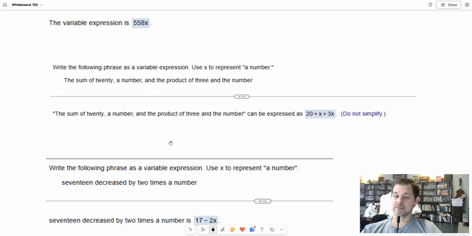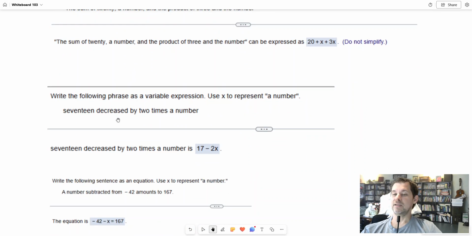All right, what about this one? 17 decreased by 2 times a number. What does times mean? Decrease means subtraction, but times means multiplication. So there it is: 17 minus 2 times a number, right there.